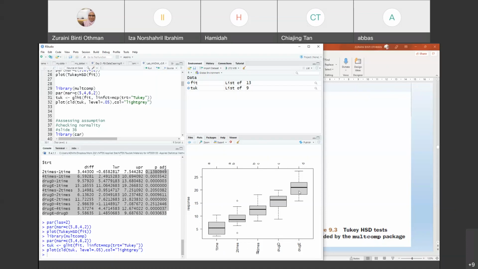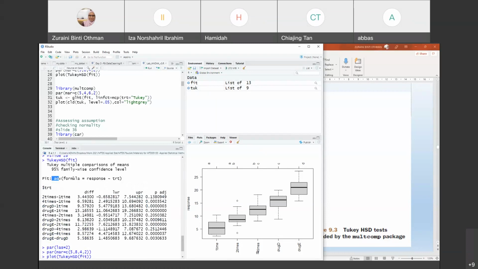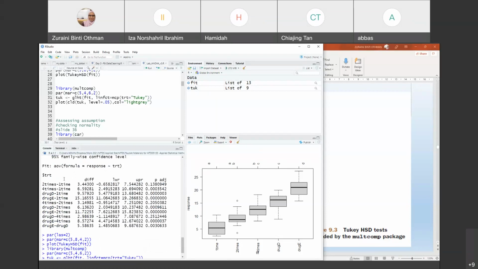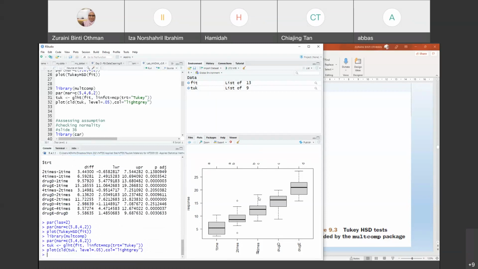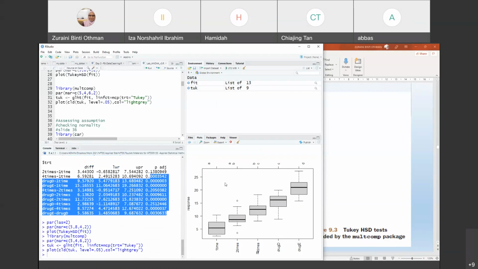If you want to confirm more, look at this value by typing AOV formula, this fitting model, which is actually this formula. Then you can see the value. But if you only have this kind of graph, just look at the group by R here, A, B, C, D. If they do not share the same letter, then we know that it is significant. The interaction is significant.